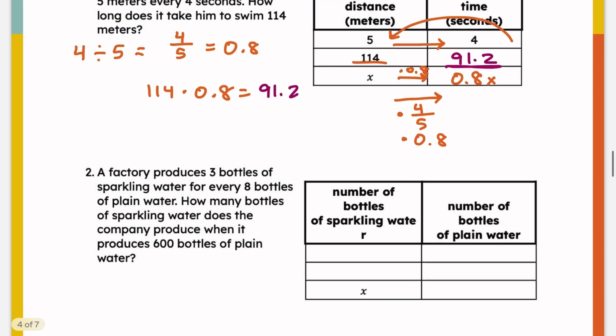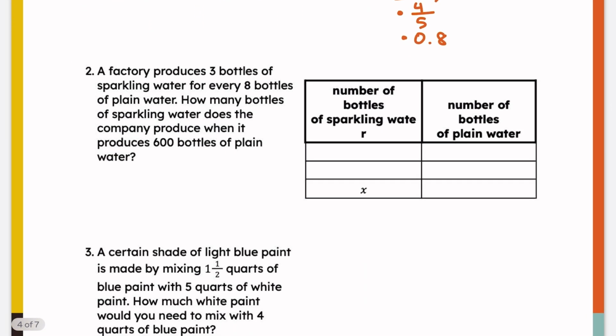Let's take a look at number 2. I still have a table created for you, but I have not filled in the table with any information. So one of the labels is number of bottles of sparkling water, and another label is number of bottles of plain water. So when I read this, it says a factory produces 3 bottles of sparkling water for every 8 bottles of plain water. So I need to organize that information that it just gave me here in the table. 3 bottles of sparkling water, so here's the sparkling water, I'll put a 3. 8 bottles of plain water, here's the plain water, where I will put an 8.